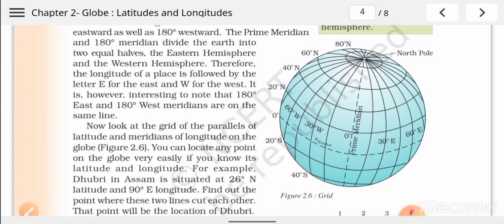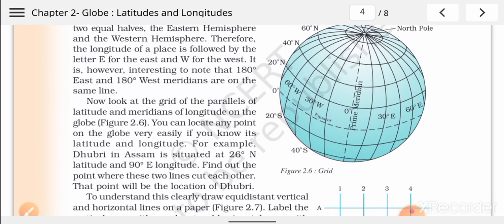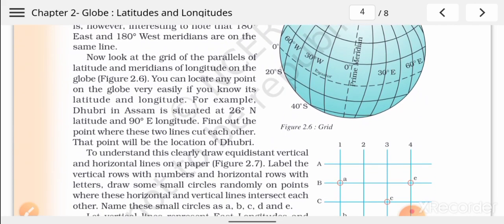Now look at the grid of the parallels of latitude and meridians of longitude on the globe. You can locate any point on the globe very easily if you know its latitude and longitude. For example, Dhubri in Assam is situated at 26 degrees north latitude and 90 degrees east longitude. Find out the point where these two lines cut each other. That point will be the location of Dhubri.